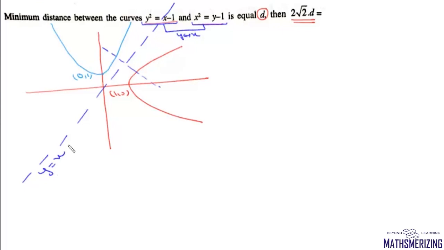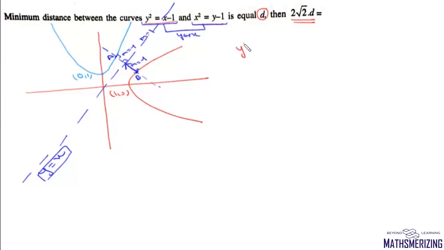Now this line of common normal will also be perpendicular to this line, which is y equals x. So the slope of this line is 1. So we need to find points on these curves, say A and B, where the slope of the normal is simply minus 1. Now since the situation is symmetric about the y equals x line, we'll find this distance, and then the shortest distance between these two parabolas will be double of it.